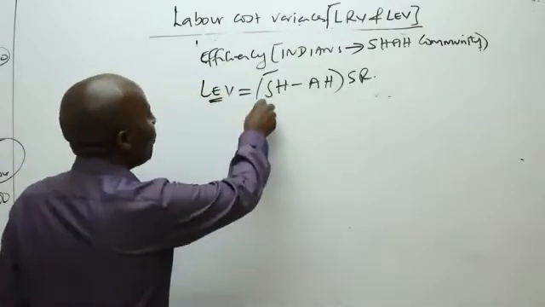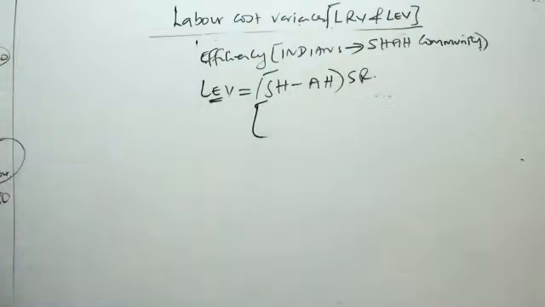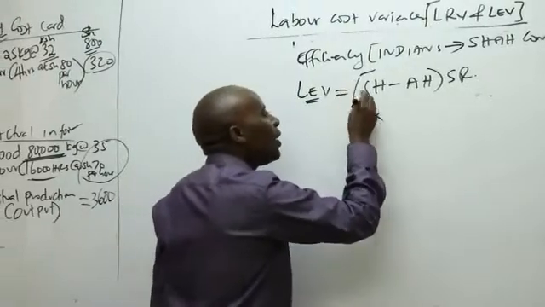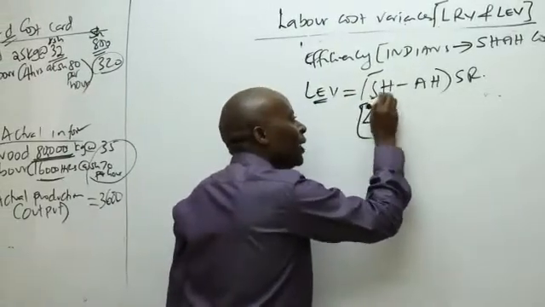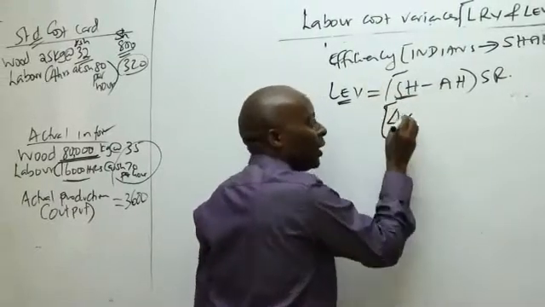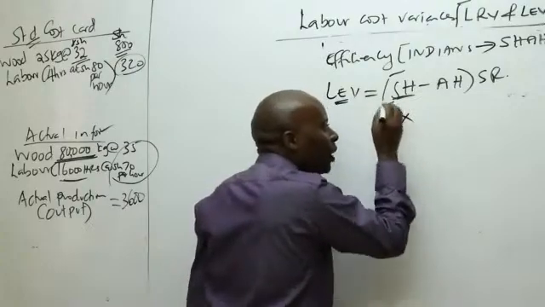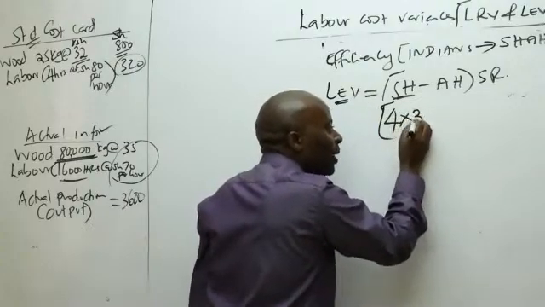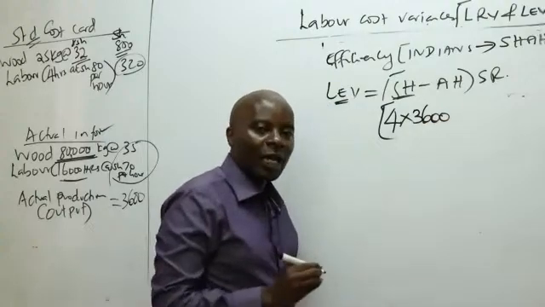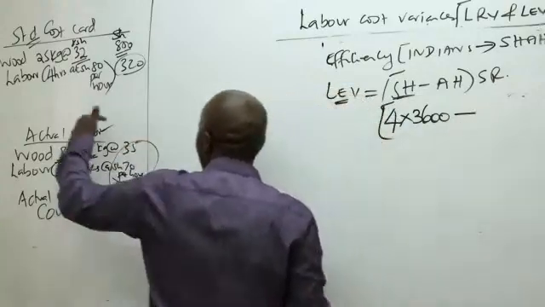Ladies and gentlemen, for standard hours, I'll go to my standard cost card and pick the hours here and the labor. So labor, we have got 4 hours. But remember, whenever the examiner talks of standard, the actual output must be involved. So standard, take the hours given here times the actual output. The actual number of benches we produced here were 3,600. Minus the actual hours, we throw our eyes here to the actual hours.